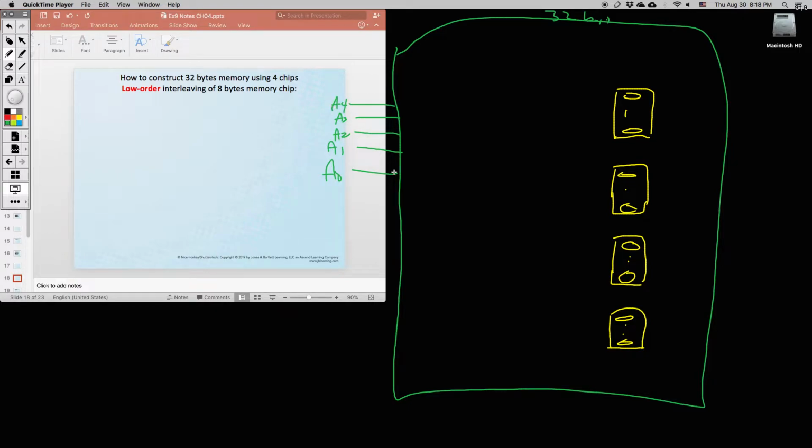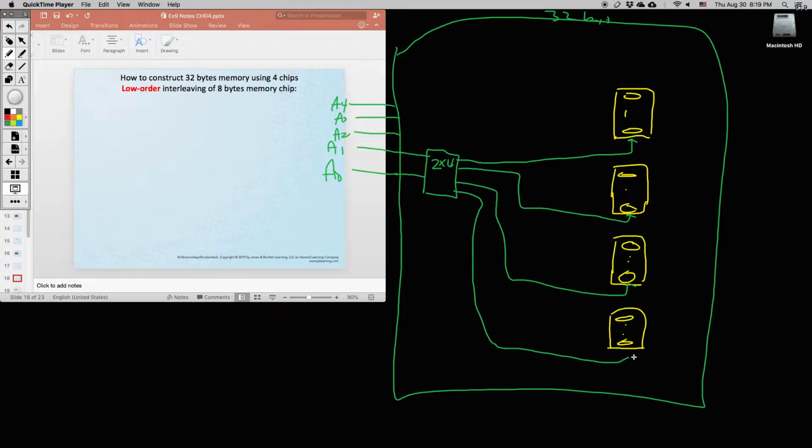So low order is using the least significant bits. Let's choose one of the four. To choose one of the four, we need a 2x4 decoder. So two inputs are there, and then we have four outputs, each selecting one chip. When A1 and A0 are 0, 0, then this one will be enabled, and then 0, 1, and 1, 0, and 1, 1, and that one is enabled.